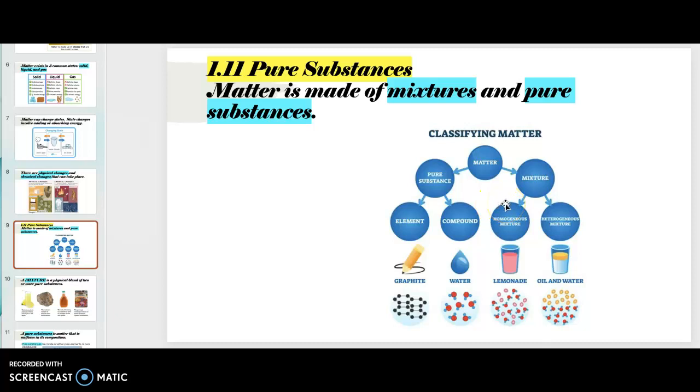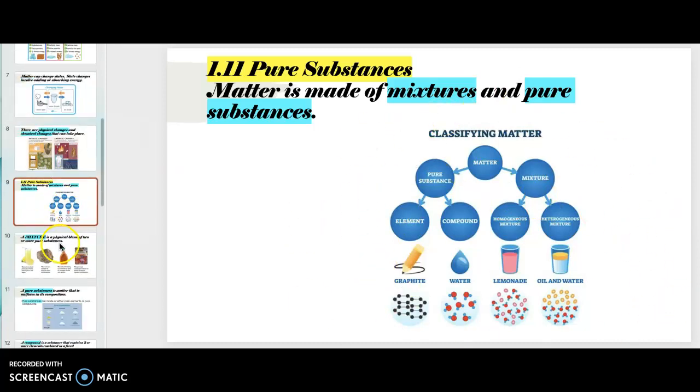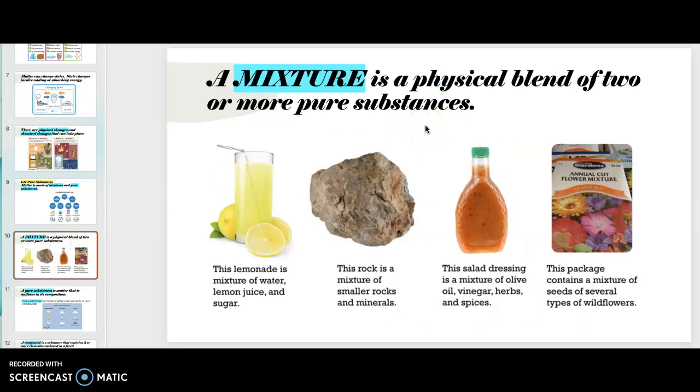All right, so moving on to 1.11 was the next reading that you had, pure substances. So all matter is made up of mixtures and pure substances. And here's a little chart you can look at that sort of organizes it for you. Mixtures are a physical blend of 2 or more substances. So most of the time with a mixture, you can actually see the particles there. For example, like in this salad dressing, you can see the parts that make up the mixture. And they can be separated.